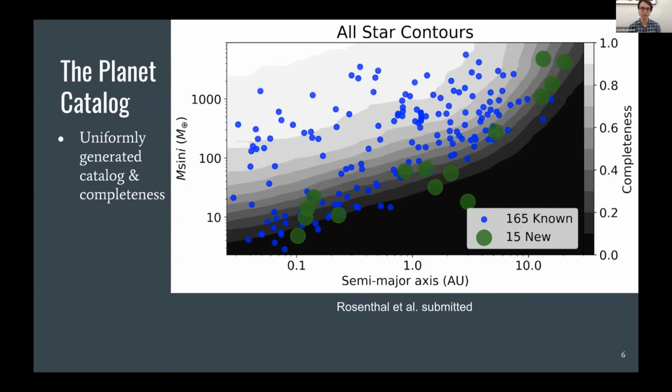We applied RV Search to the California Legacy Survey and detected 165 known planets, as well as 15 new discoveries that made it through our vetting process. Here's our planet catalog against the backdrop of median search completeness for our survey, where color increments by 10% for each different shade. And our discoveries push down below 10 Earth masses and out to 10 to 20 AU.